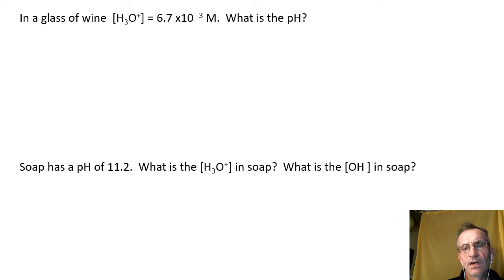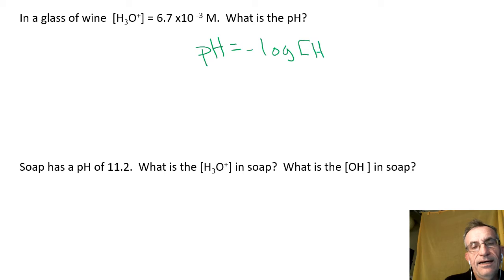Let's find out. All right, so number one, in a glass of wine, the amount of hydronium ions is 6.7 times 10 to the minus 3. What is the pH? Honestly, the hard part is just making sure you know how to use your calculator. I am telling you the amount of hydronium ions. You know this number. You are solving for pH. Work it out. Let's make sure you and your calculator get along. What do you come up with?